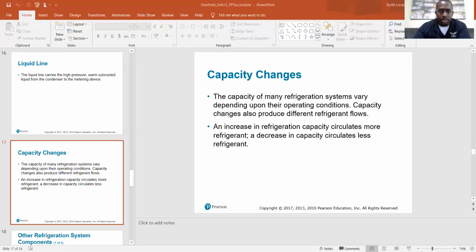So this is your TXV. This is your sensing bulb. The more heat that we have, the more hot air we have going across this coil, the more vapor is going to build up inside of this sensing bulb. And that vapor is going to go through this transmission tube. It's going to apply pressure to the diaphragm inside of here. And when it pushes down on that diaphragm, it's going to allow more liquid to flow. It's going to let more liquid pass. So when you increase the load on the evap coil, it's going to increase the amount of liquid going into the evap coil.